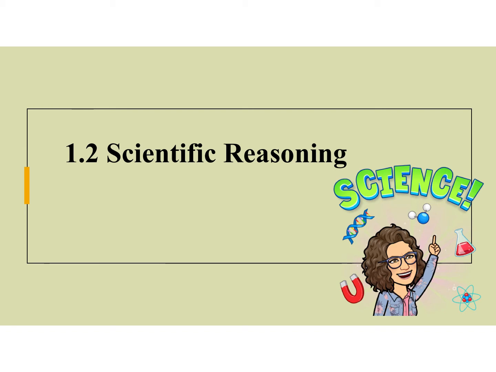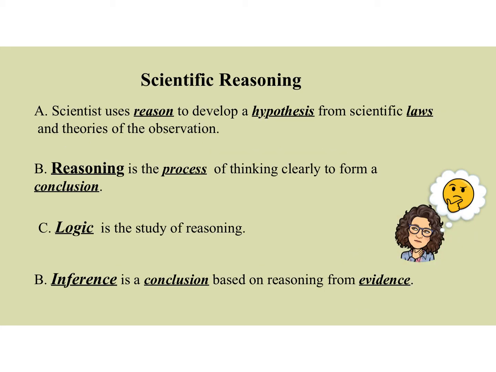All right, so this lesson is on scientific reasoning. What is scientific reasoning? It's when scientists use reason to develop a hypothesis from scientific laws and theories of observation. So what is reasoning? Well, reasoning is the process of thinking clearly to form a conclusion. So it's a thinking process that you would use to form a conclusion.